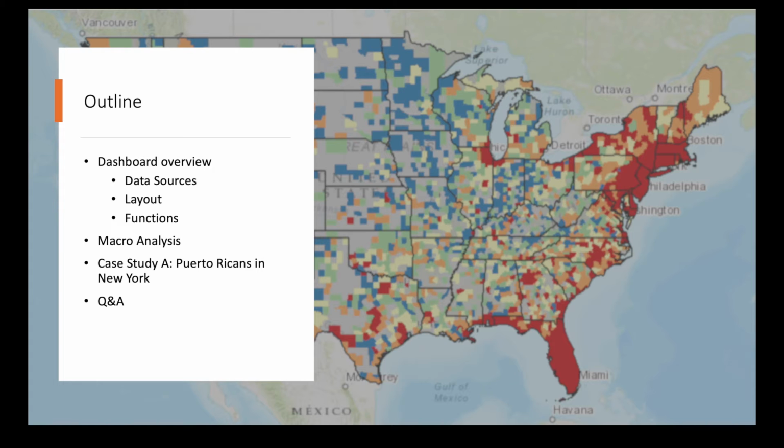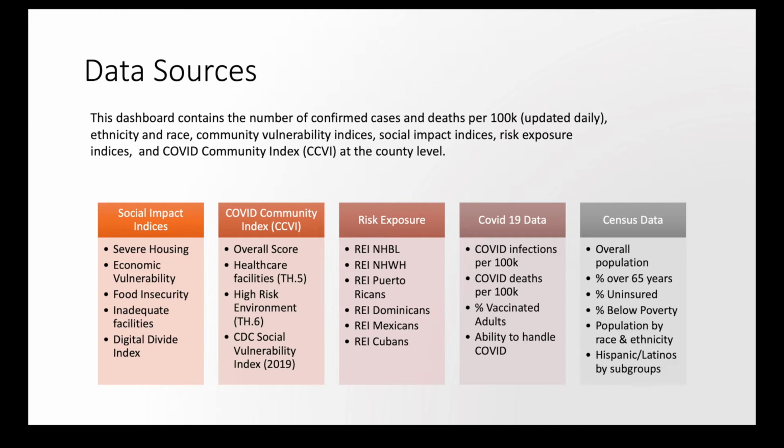Let's get started. As outlined in the figure below, our dashboard integrates various data sets. The list of variables and sources methodologies can be found in our website's toolbox or underneath the graphics within the dashboard. The variables are categorized in the following: social impact indices, which include severe housing, economic vulnerability, food insecurity, inadequate facilities, and digital divide index.